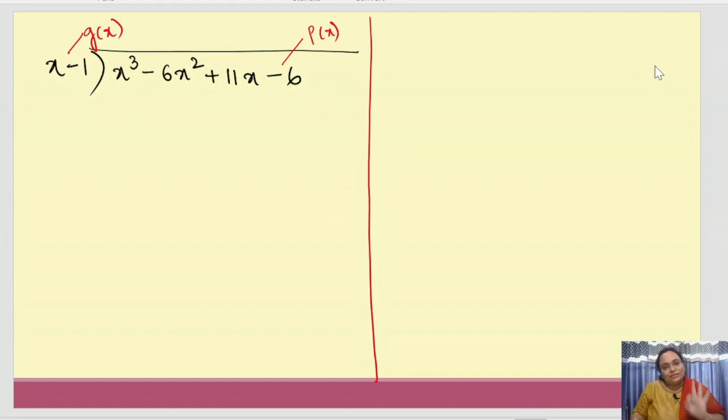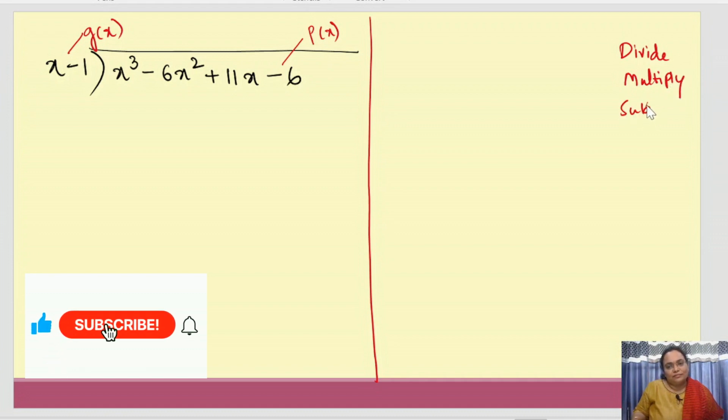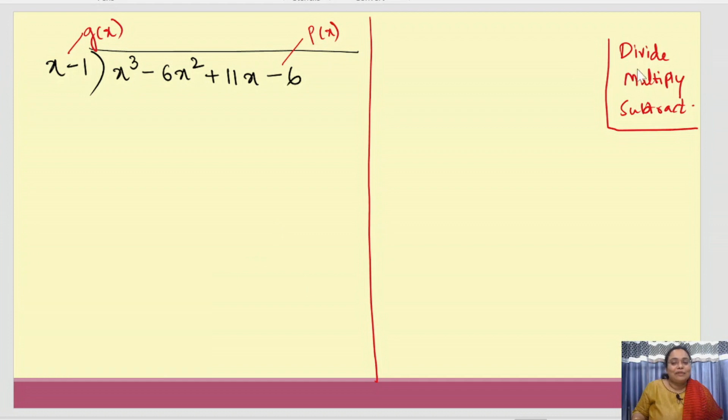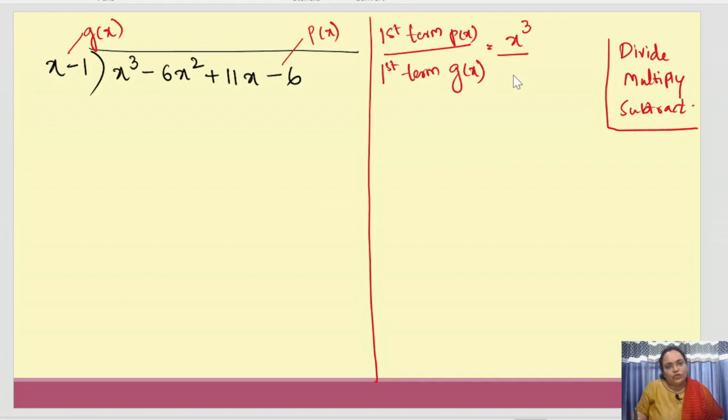You need to remember 3 steps, that is divide, multiply and subtract. So the first step is divide. So we will divide the first term of P of x by the first term of g of x. Okay. So the first term of P of x is x cube, and the first term of g of x is x. So when you divide, you will get x square.